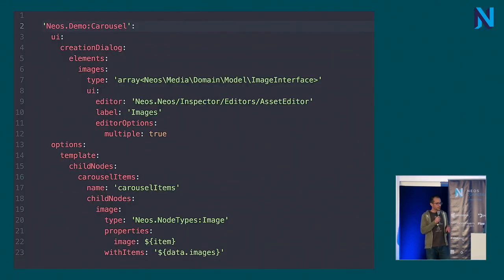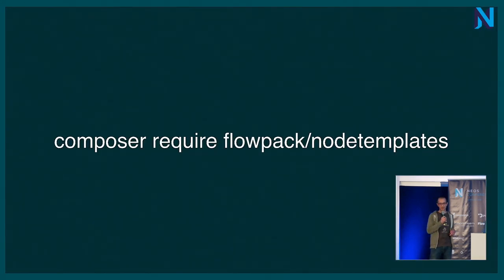I won't go into detail of the configuration, because it's really very simple, and you define your structure in a declarative way. So you define your child nodes, your properties, and so on. And you have possibilities to use loops and conditions with items and when configuration options, but it's really simple, so you can just have a look. You can require the package and start using it.